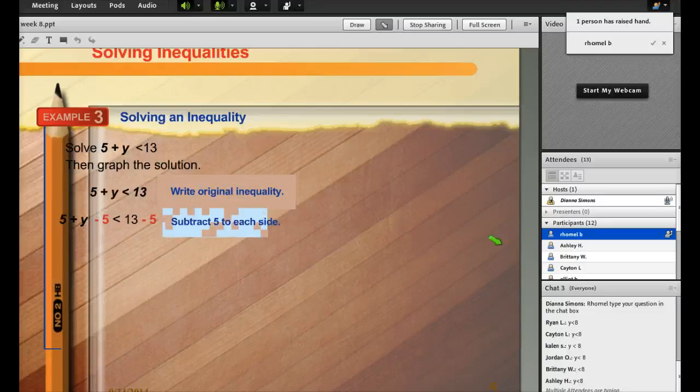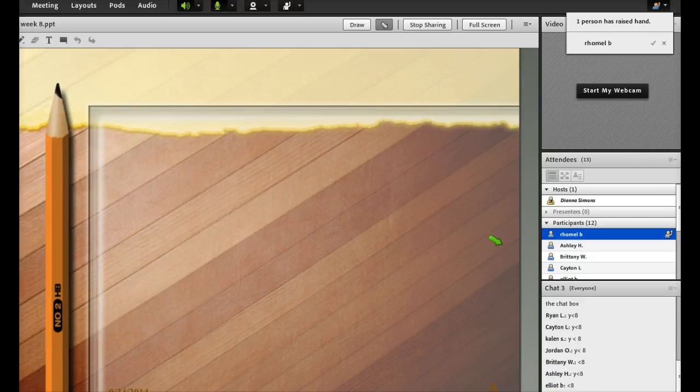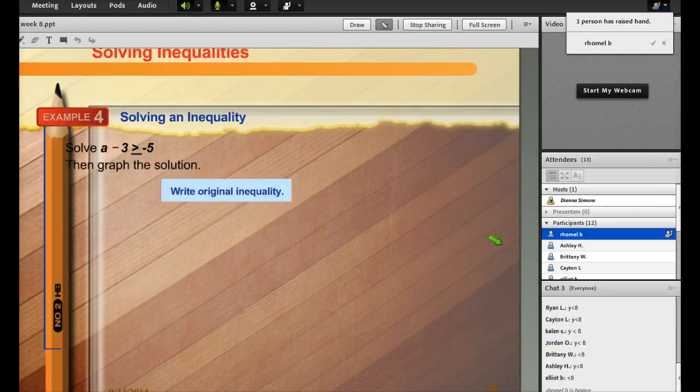Going to subtract 5 from both sides. We're going to get y is less than 8. Then we're going to graph it. It's going to be an open circle because there is no equal sign on the bottom. And we're going to the left. And we can check it. All right. Hopefully I don't have like a million of these.